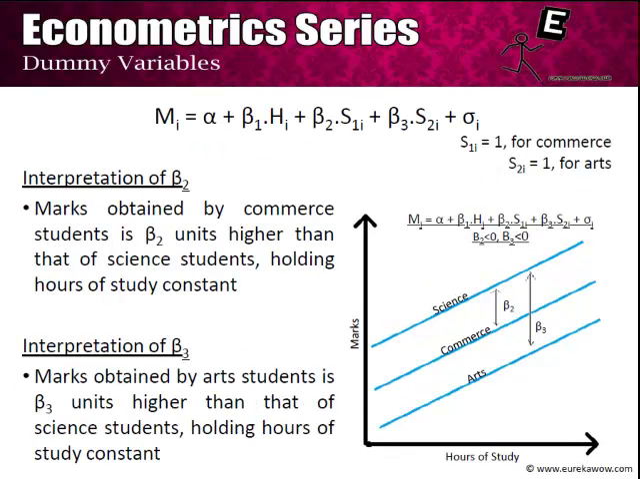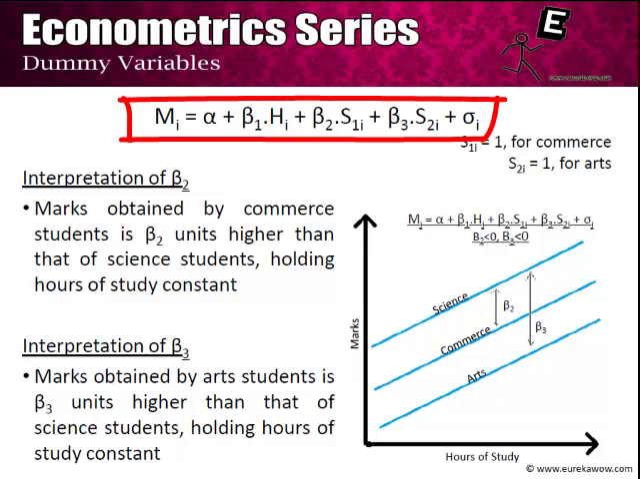Similarly, now consider an intercept dummy in which case there are three categories of a qualitative variable. One such qualitative variable that we have looked at previously is stream, and we are assuming that there is art stream, commerce stream and science stream, in which case the marks obtained equal alpha plus beta 1 hi, where hi is the hours of study, plus beta 2 s1i, wherein s1i stands for commerce, and beta 3 s2i, where s2i stands for arts, plus epsilon i.